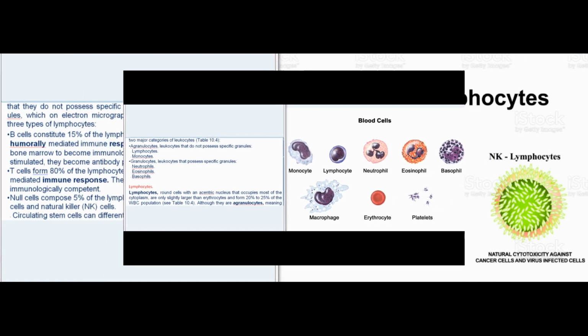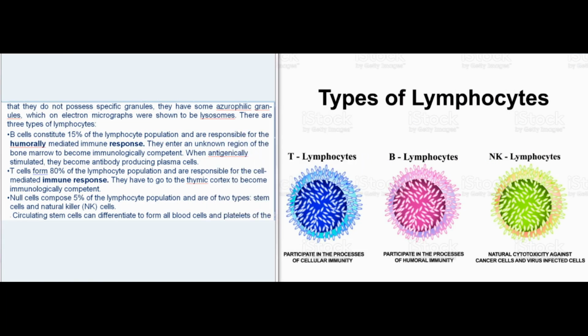Although they are agranulocytes, meaning that they do not possess specific granules, they have some azurophilic granules, which on electron micrographs were shown to be lysosomes.